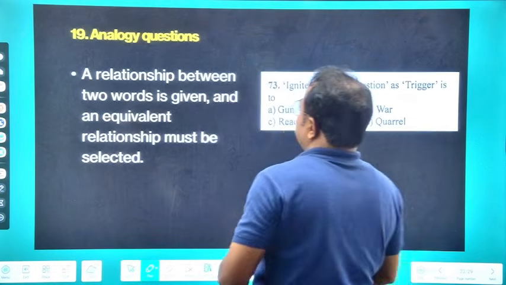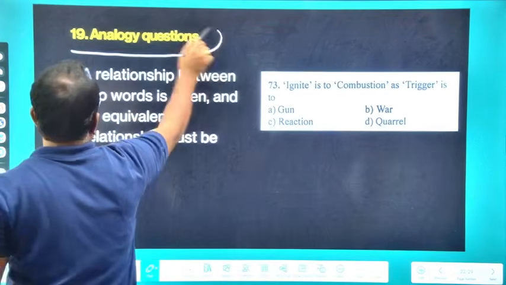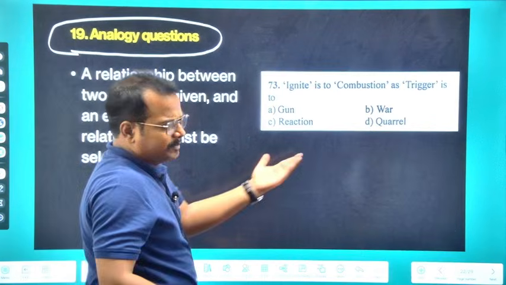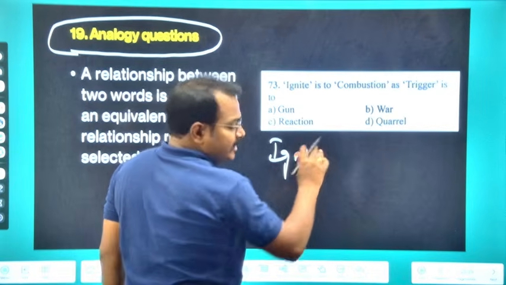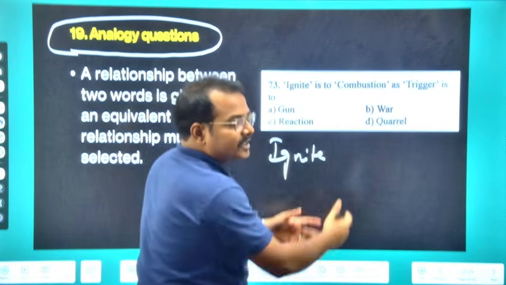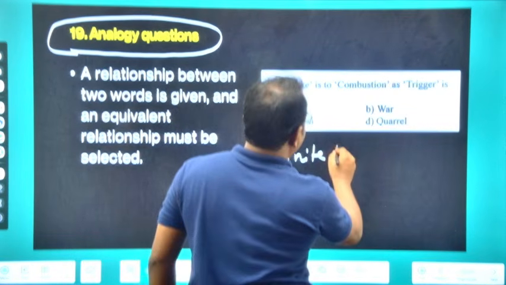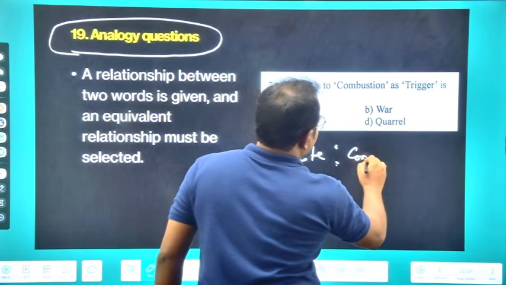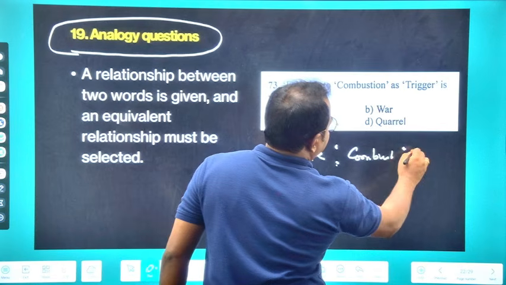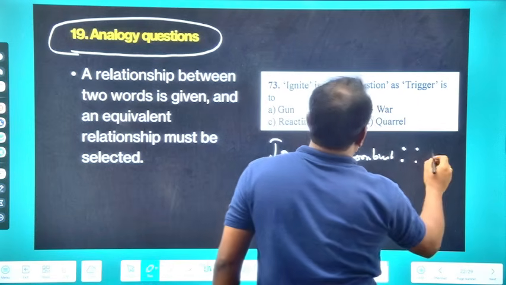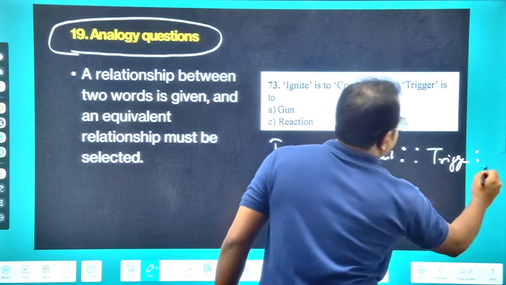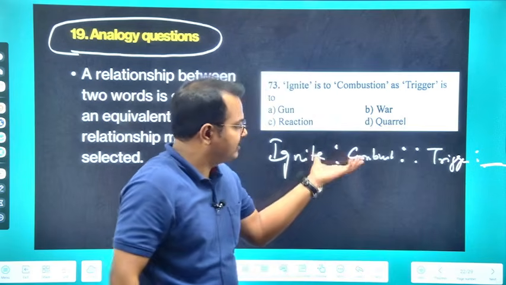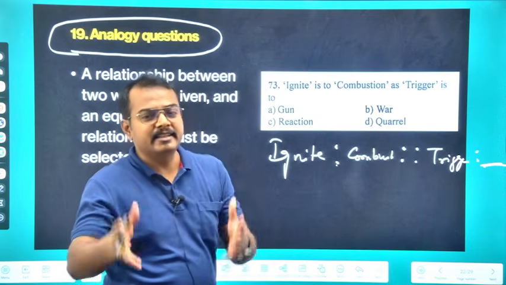Next type of question is basically analogy based questions, where a relationship is there. If you can see this question, in CGL exams you can find it written in a different way. They write like this: ignite means combustion, then they place this type of thing, and then trigger belongs to what? Trigger is for what? So here they place a fill in the blanks, and this is the way the question is written in CGL exams.